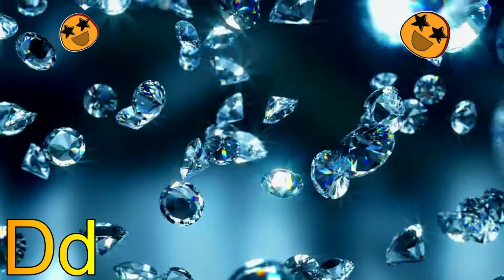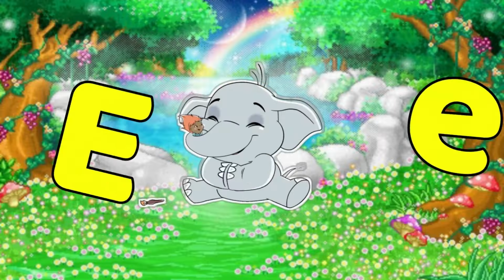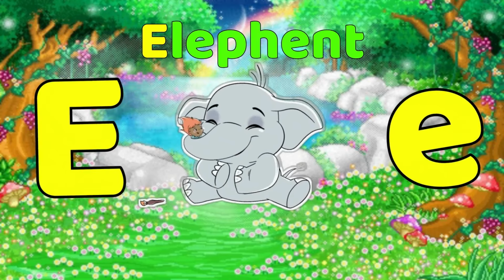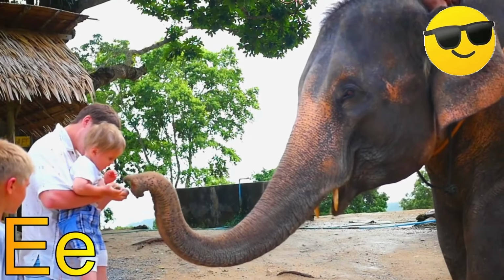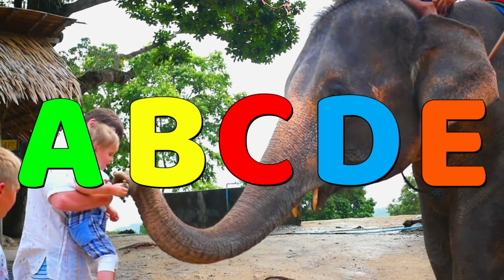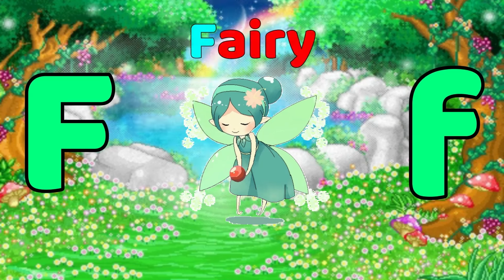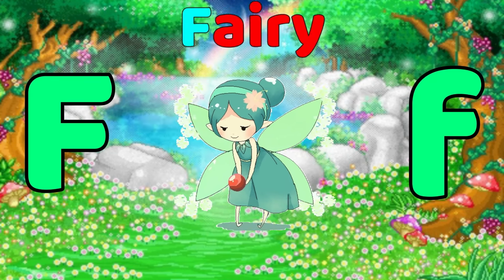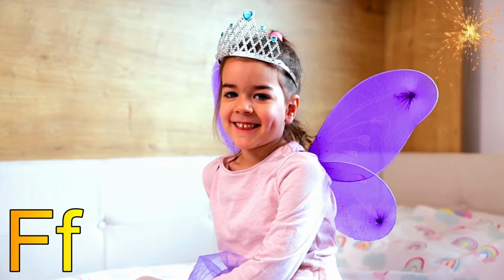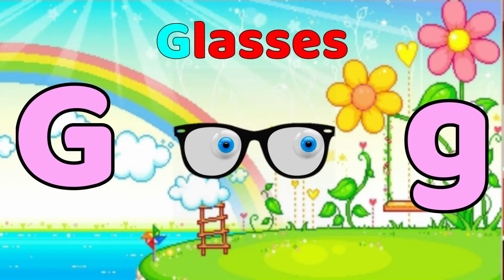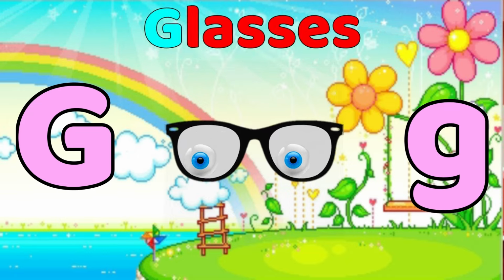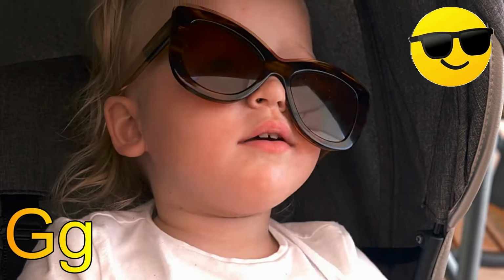D diamond. E is for elephant, e e elephant. F is for fairy, f fairy. G is for glasses, g g glasses.